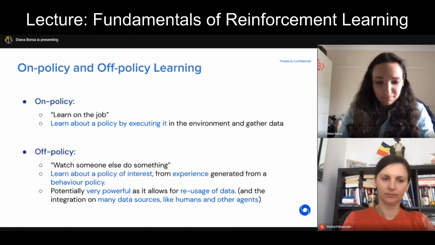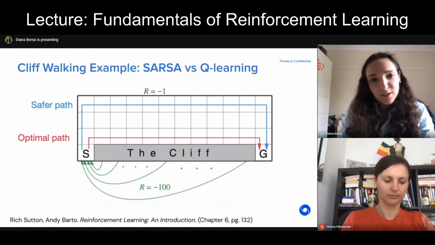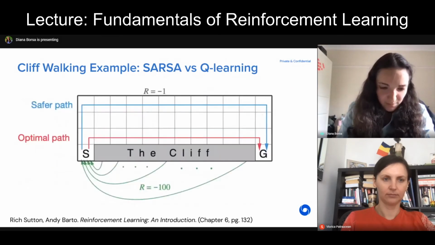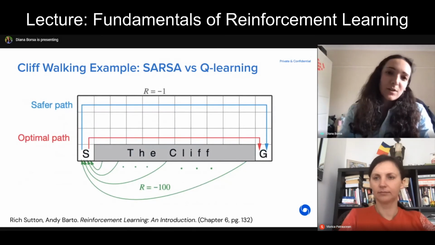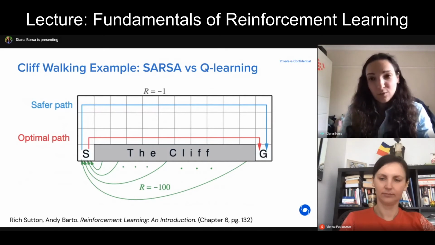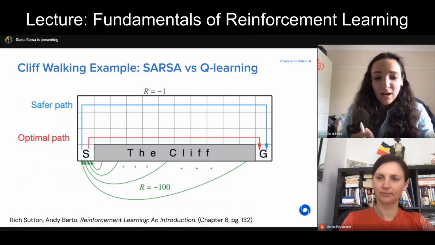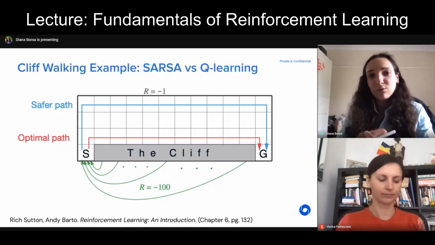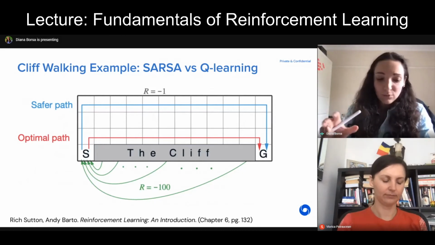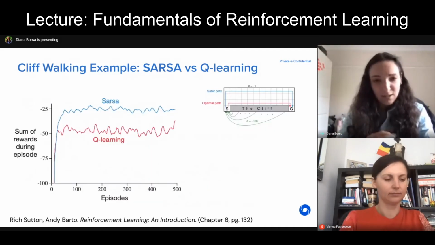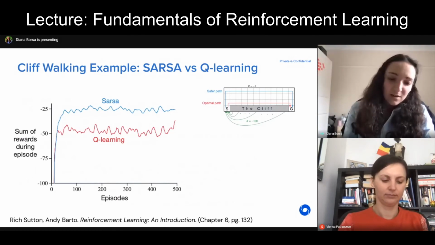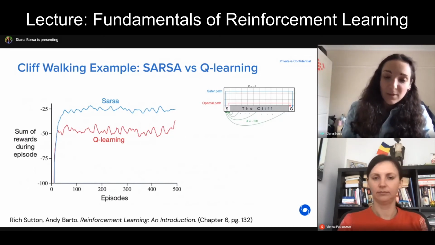Now, there are a couple of things that are different between these two methods. Not sure if I have time to go through this example, but let's try. If not, there is a very similar example in the Colab, in the practical that you're going to do this afternoon, highlighting not only the differences between SARSA and Q-learning, but also more generally between on-policy and off-policy control. I guess the short version is that SARSA with an epsilon greedy policy will recover something quite conservative because it always has the chance.